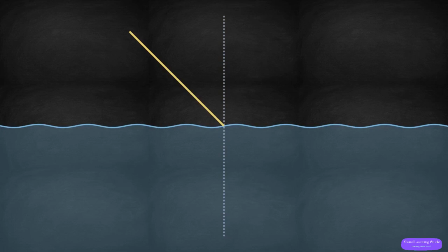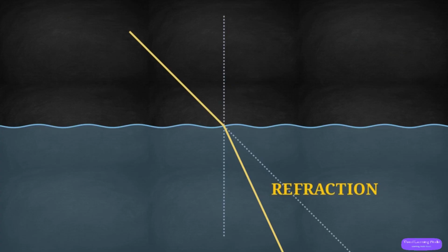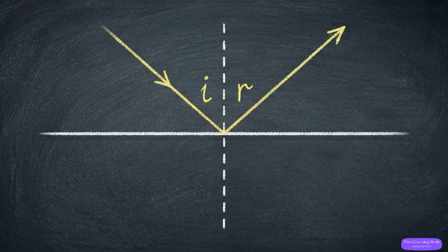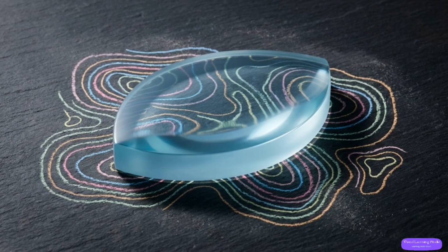If light crosses into a new material, it changes speed. Entering water, it slows and bends toward the normal line. This is refraction. Mastering these straight-line interactions is the required first step. Once you have this geometric foundation, we can start solving for the curved lenses that actually shape our world.